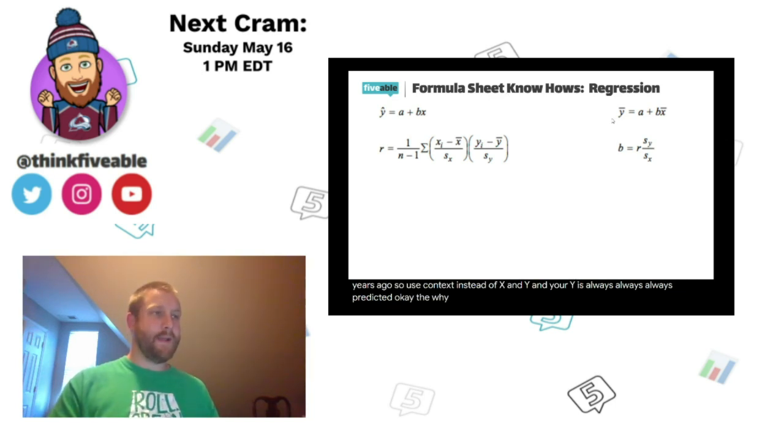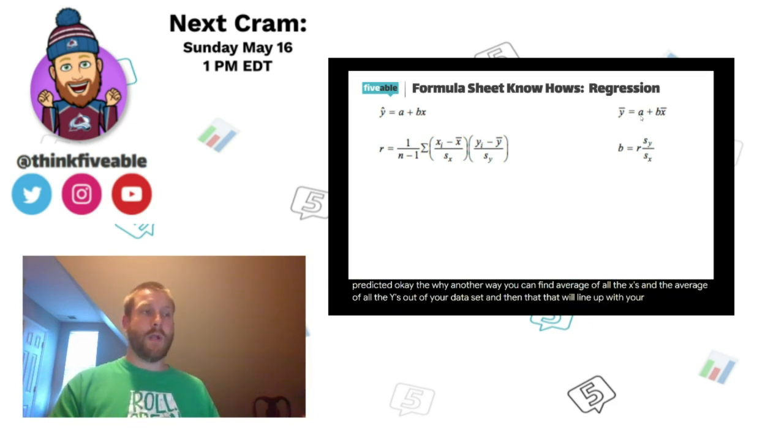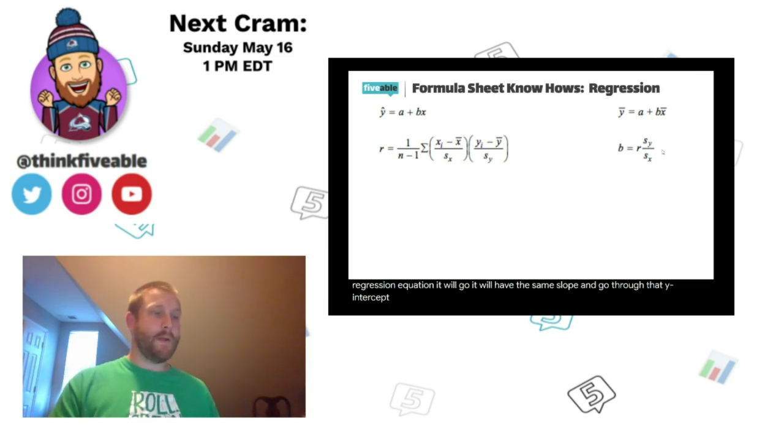Another way you can find parts of the regression equation is if you take the average of all the x's and the average of all the y's out of your data set. And then that will line up with your linear regression equation. It will have the same slope and go through that y-intercept.